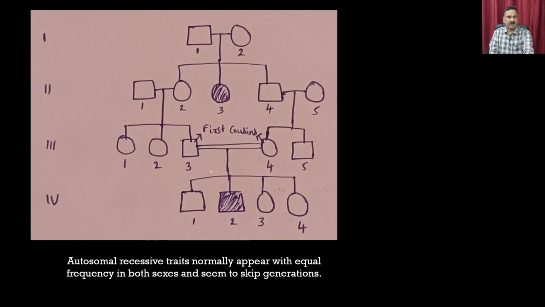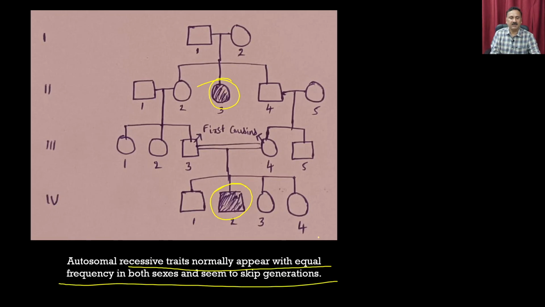So this is an example of a recessive trait, right? Here you can see that females are getting affected, and males are getting affected. Autosomal recessive traits normally appear with equal frequency in both sexes and seem to skip generations. So remember that in this generation it is affecting, and then it is skipping the first cousins, and then again it is skipping, and so on, right?